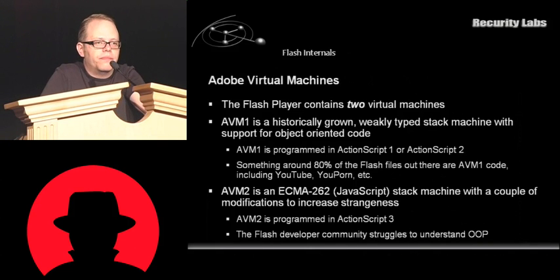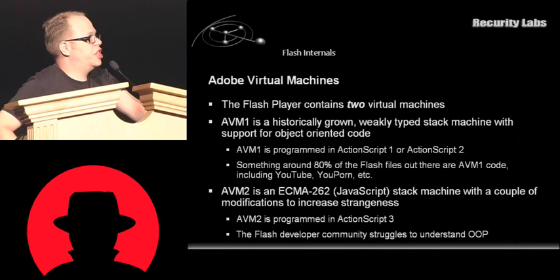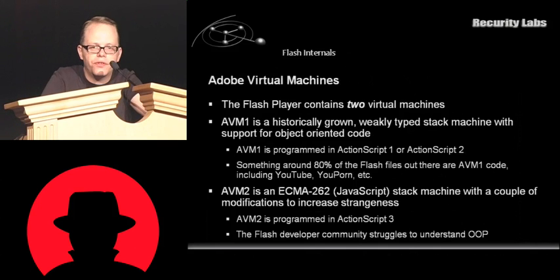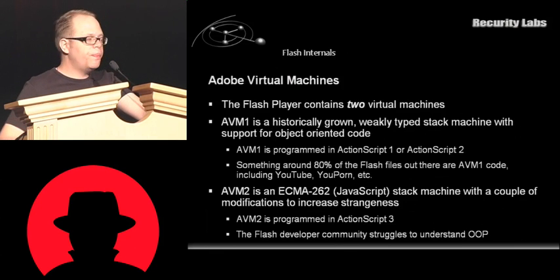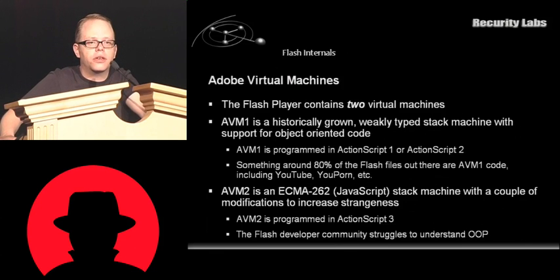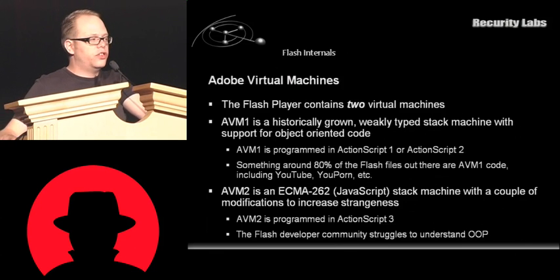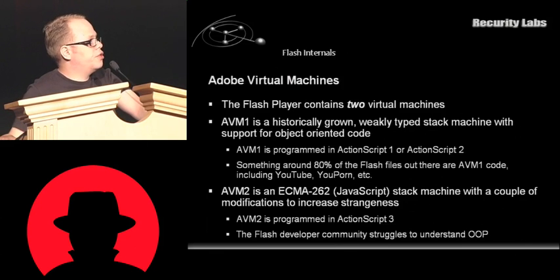Now we're going into the Adobe virtual machines. You might have noticed already that I'm always saying virtual machines because there are two of them. It's not like it's really easy to get one right, but you can imagine how hard it is to get two right. They're called AVM 1 and 2, Adobe Virtual Machine 1 and 2.